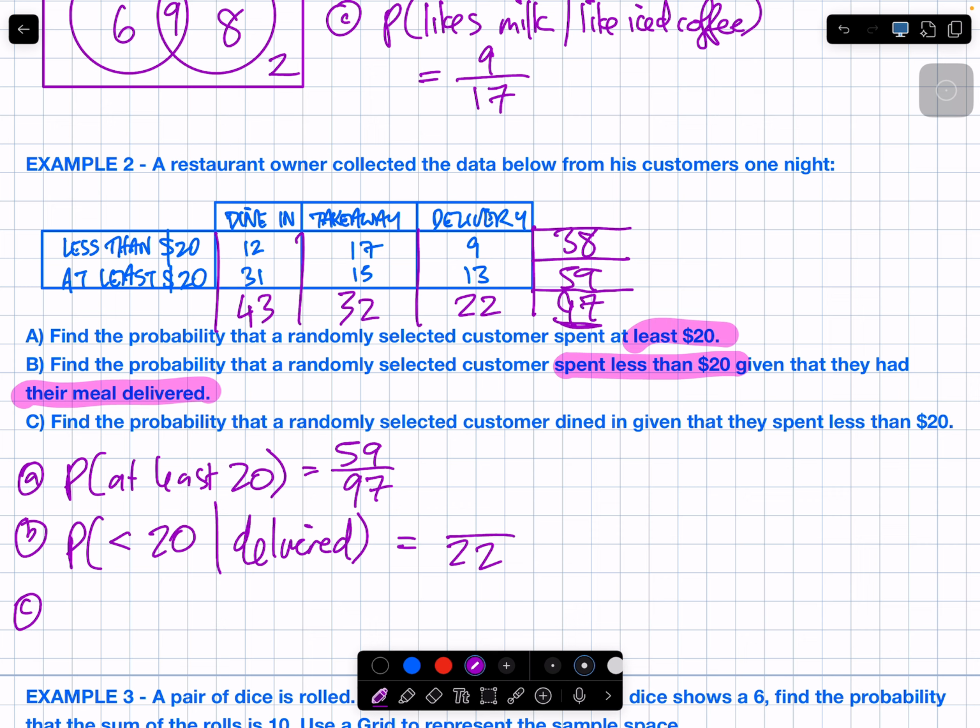So my condition has changed. Dined in given less than 20. What's my sample space for less than 20? 38 over, no, 38's below. How many people dined in? 12. That cancels. 6 over 19. Done. Can you get those down?